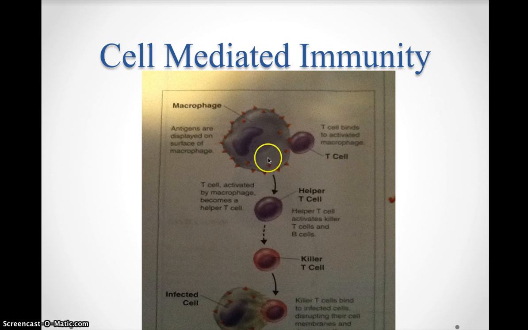And then once they have found one, they release chemicals which summon killer T cells. And just like their name says, what they're going to do is kill that cell. They release chemicals that create little holes in the cell membrane, and then water will flood in and cause the cell to rupture or explode.